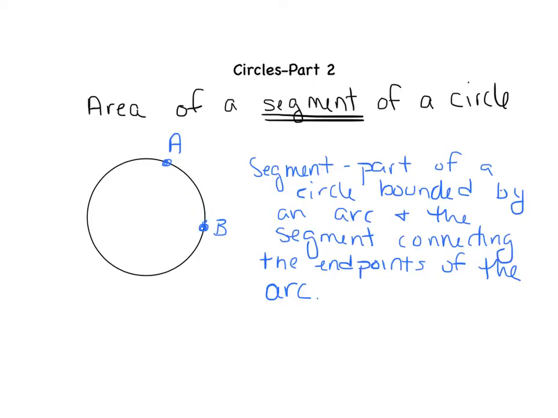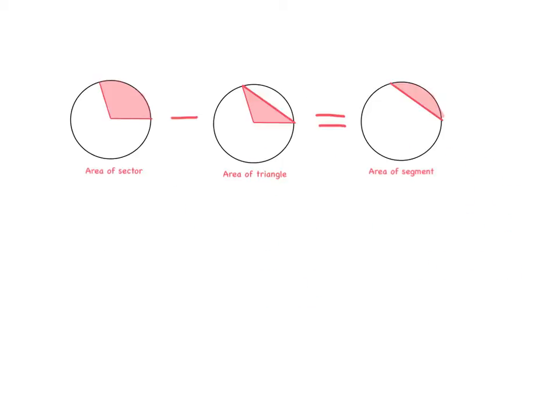Let's try this again. Let's make it a little bit neater. So this in here would be segment AB. So we have to look at how we would find the area of that segment. You may have already started thinking that the area of a sector minus the area of a triangle is going to equal the area of the segment, and you would be correct. So let's take a look at this.